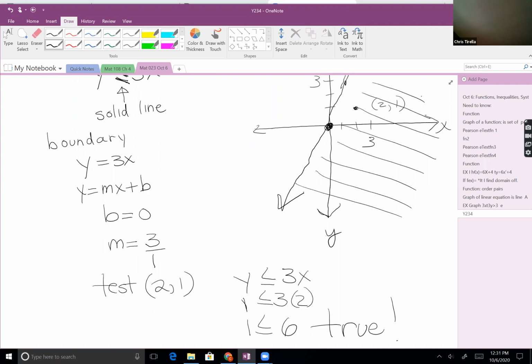I'd like to do a couple more examples, but the examples that we're doing right now are pencil and paper examples. And when you're doing your homework, you're going to be working in MyLab. So let's do an example from the homework in MyLab so that you can see how you do that shading there. All right?